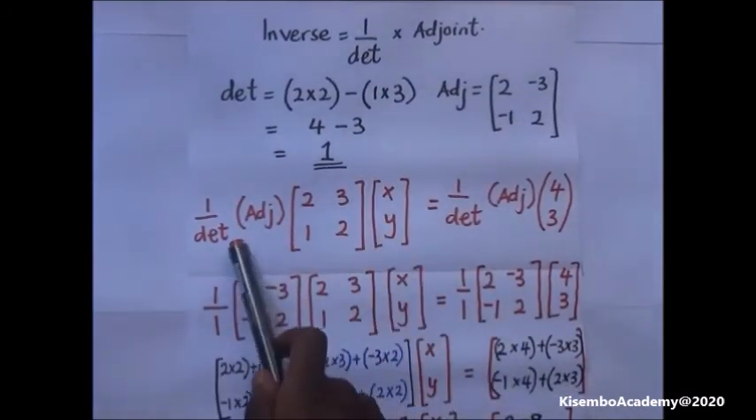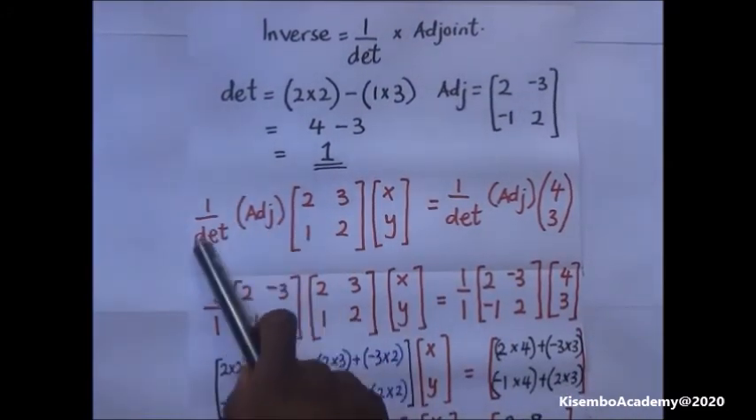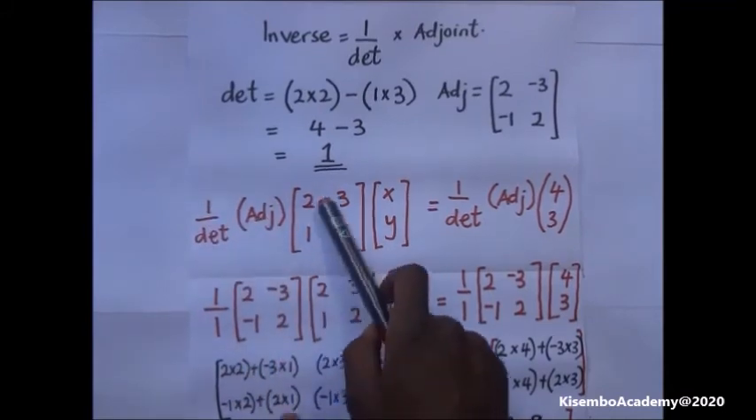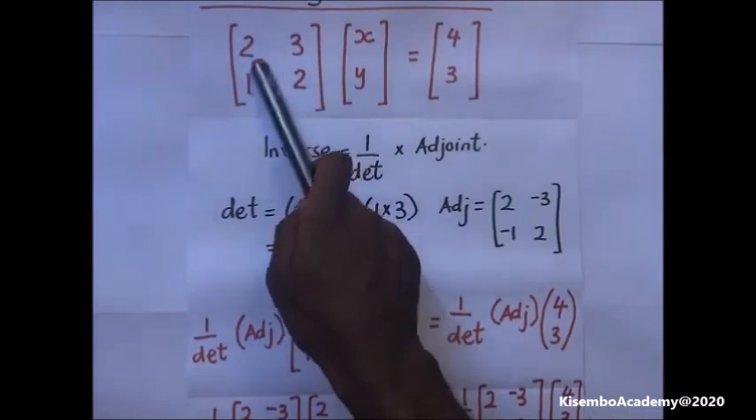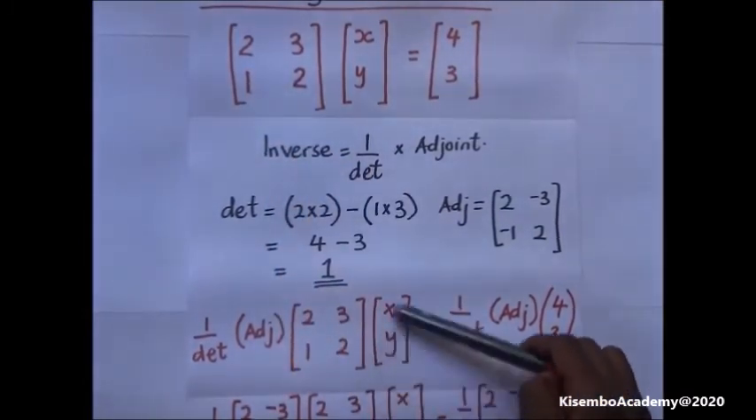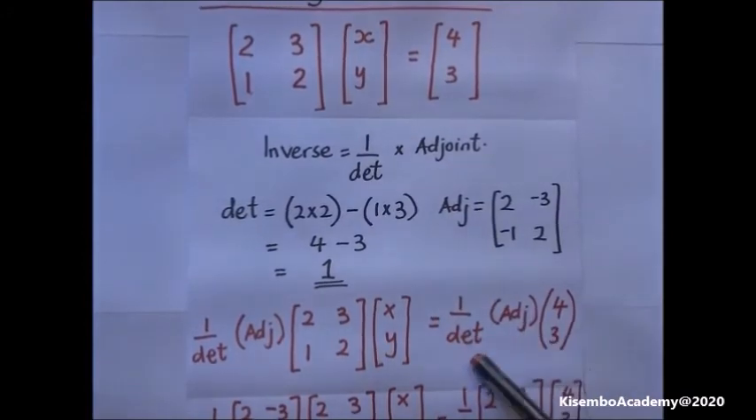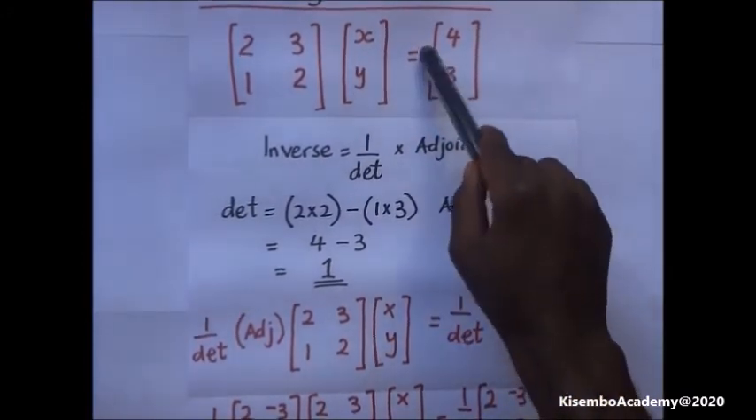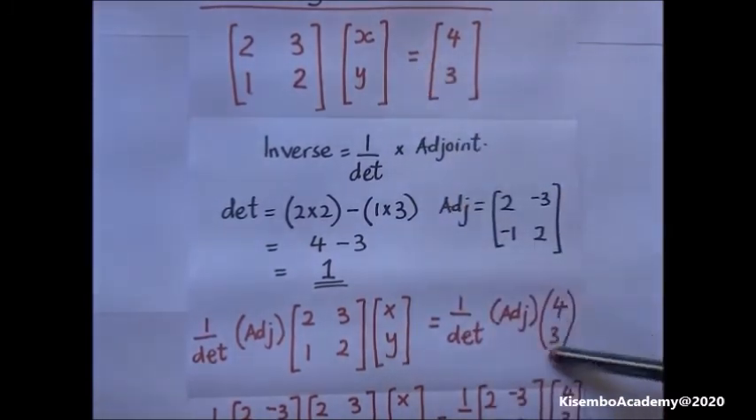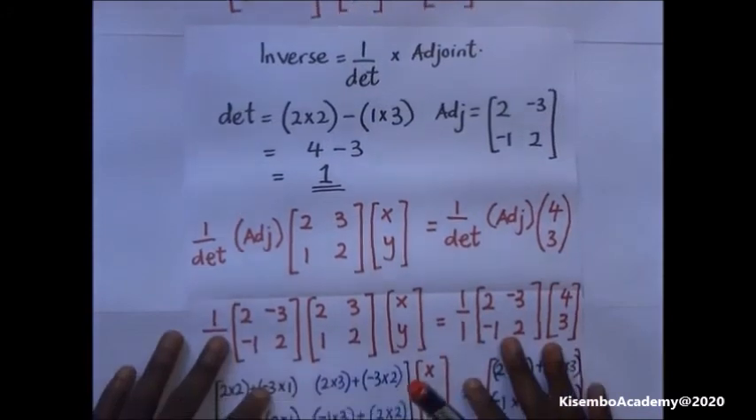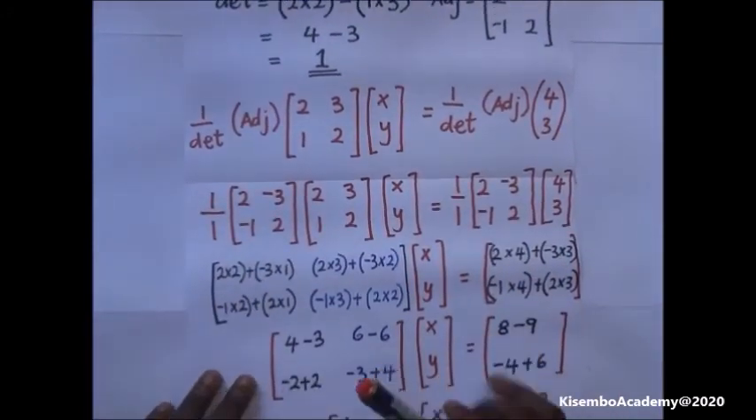In our next step, we are going to multiply the inverse of the matrix, which is 1 over determinant times adjoint, times the original matrix, times xy, is equal to the inverse of the matrix, which is 1 over determinant times adjoint, which we are going to multiply times 4, 3. So it's the substitution going on in the next step.